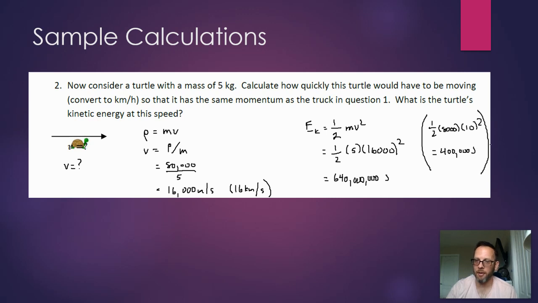Some interesting sample calculations here. Things with the same momentum can have different kinetic energies, like you've seen here. Because kinetic energy depends on the square of the speed, while momentum just depends on the speed, you can see that a smaller object can actually have a lot more kinetic energy. So would you rather be struck by a truck moving at 10 meters per second or a turtle traveling at 16 kilometers per second? Probably the truck, although both would probably hurt you very badly. I think the turtle would for sure just kill you.